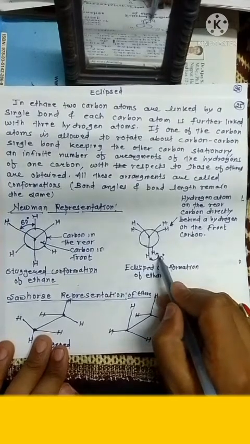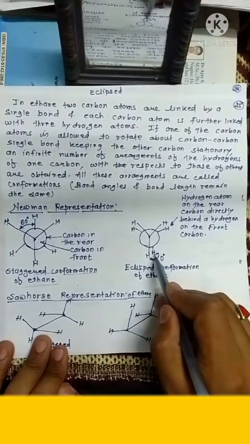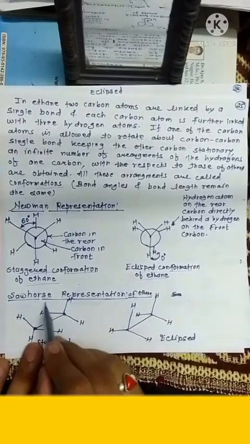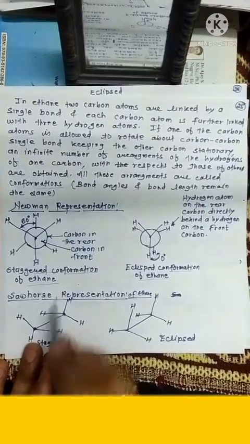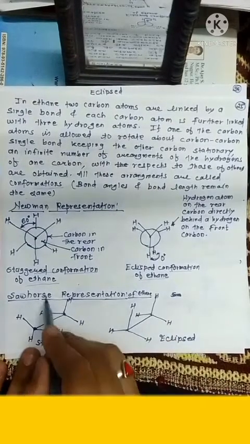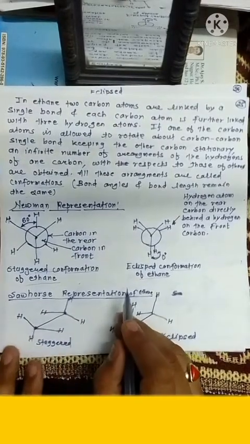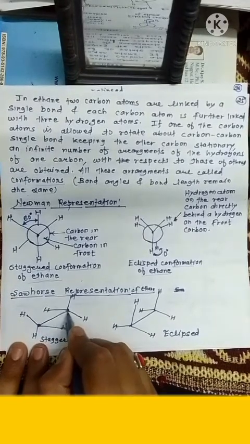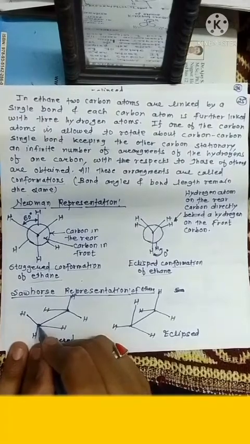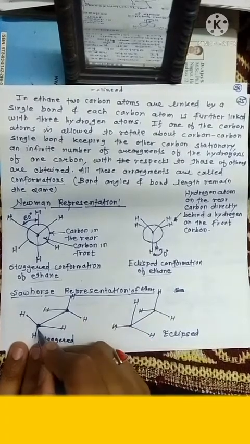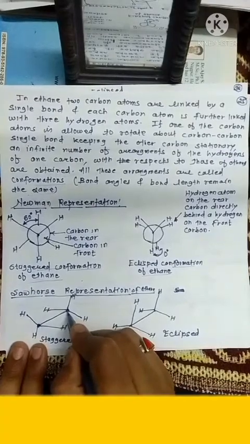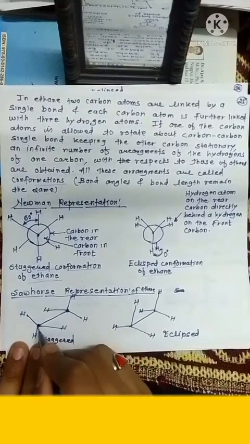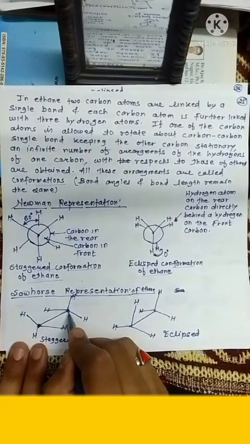If the angle between both the hydrogens is 0 degrees, then it is known as the eclipse conformation of ethane. Now this is the second method for the representation of conformation of ethane. It is known as the Sawhorse method. While writing the structure by the Sawhorse method, one has to first draw a single line. Both ends of the line are considered as carbon atoms. So this is your front carbon, this is your back carbon atom.